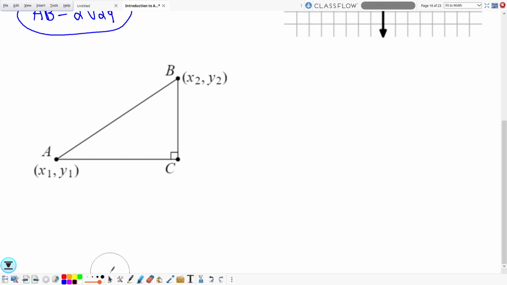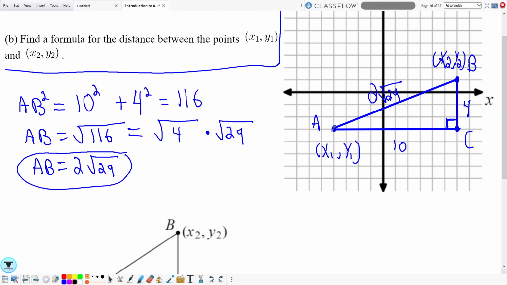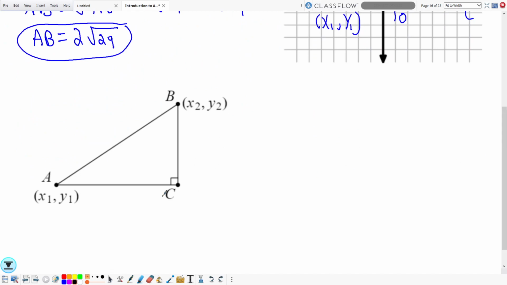So like I said, we're going to start. We've got A as our (x1, y1), and B is our (x2, y2), and we're trying to find the distance from A to B. In the original problem, we did that by counting the horizontal distance and the vertical distance and meeting at the point C, which we can see right there. And it makes a right triangle.